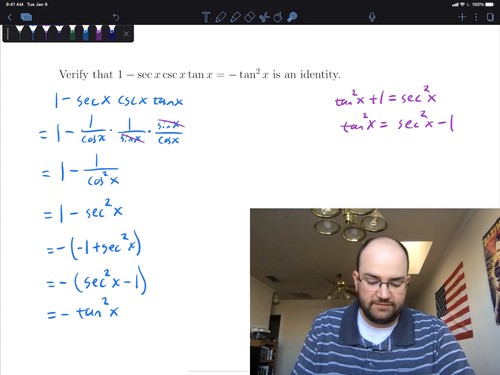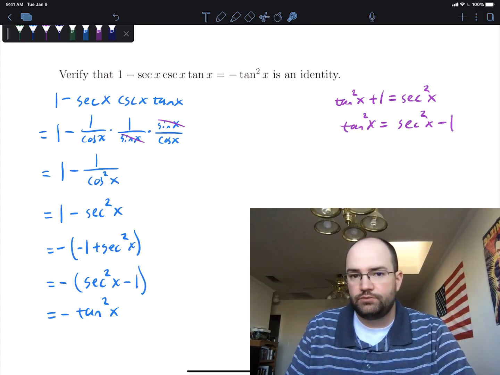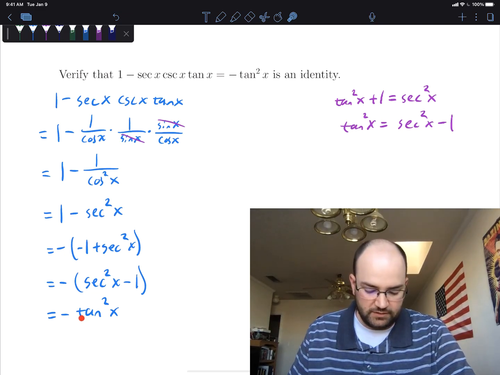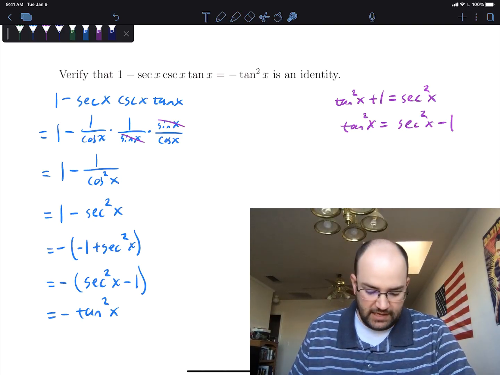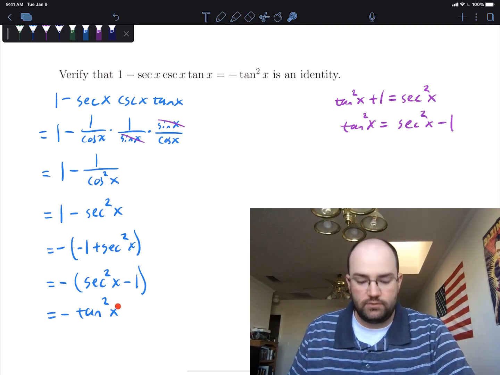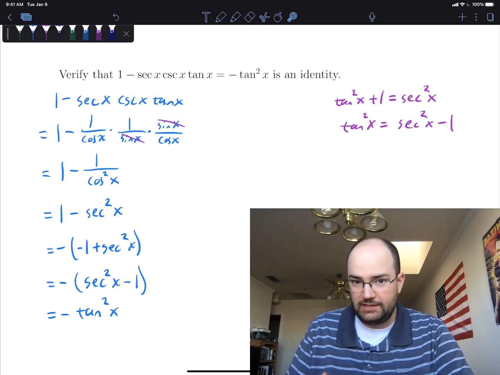We started out with the left, manipulated it to get the right-hand side. Now, let me talk about what would have happened if you had chosen the right-hand side instead of the left-hand side. You would have started here, and to get up here, you would have to manipulate this. And you probably would not have thought about replacing tangent squared of x with secant squared of x minus 1. That would actually be the key here.